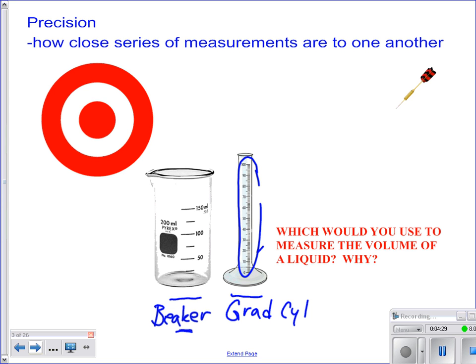If we were to relate this to a dartboard, we could say that if you get your 3 darts right here on the wall, yeah, you're pretty precise, but you're not very accurate. I believe you have a little diagram on your notes as well that helps with some of those things.